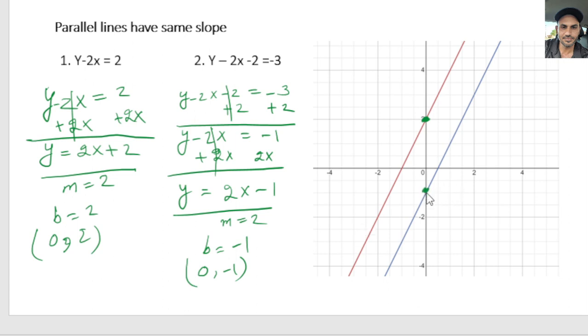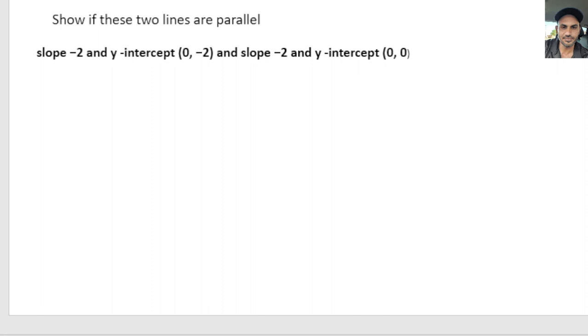All right. So parallel lines have the same slope, but they have different intercepts where they cross the y-axis. One thing to remember: same slope. All right. Now let's move on to the next example.